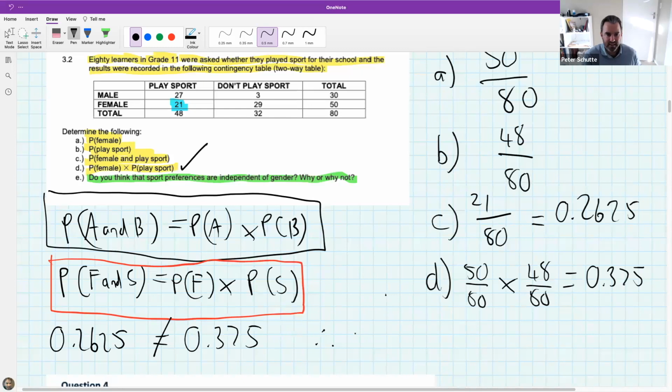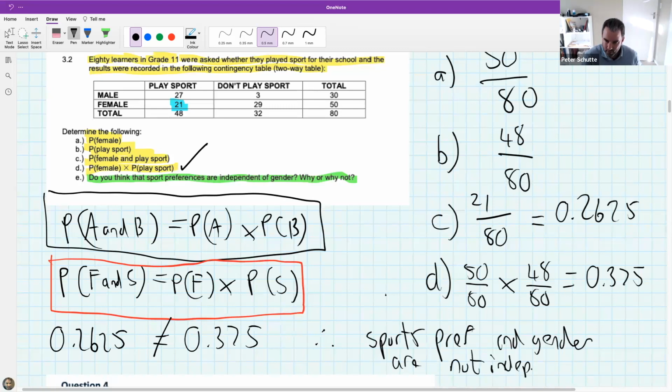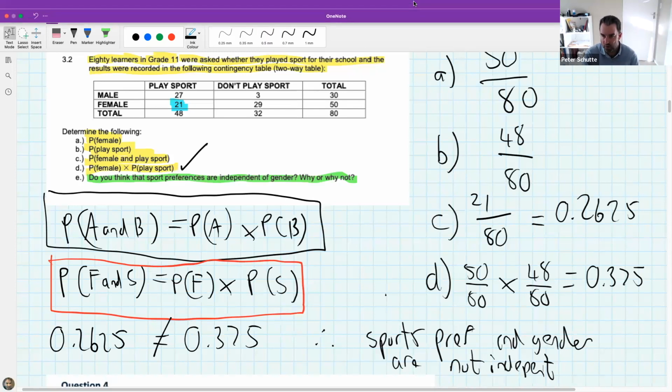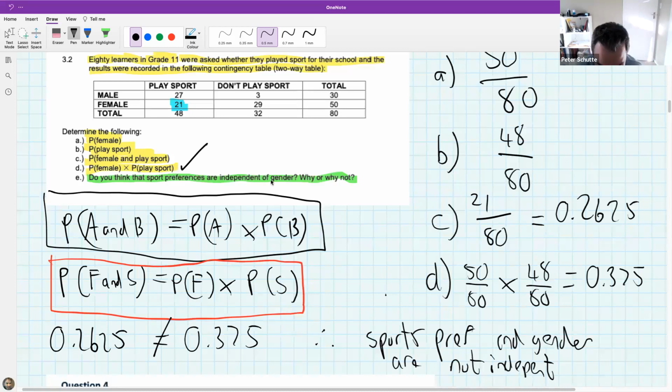Therefore, we say that sports preference and gender are not independent of each other. I'm going to do another one of these, so don't worry. If this is the first time you've seen this, it is confusing. I didn't have to use female and sport; it's just that we'd done the work already, so I thought, let me stay with that. But I could have used males and sport as well. The main thing I want to show you is that the two sides of the equation were not equal, and therefore sports preference and gender are not independent.